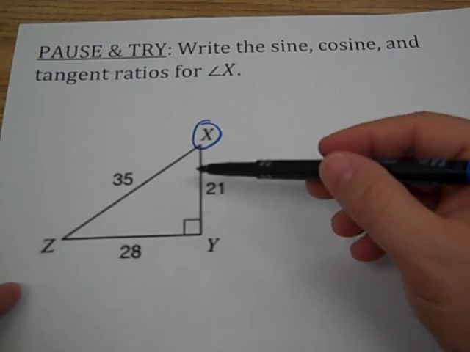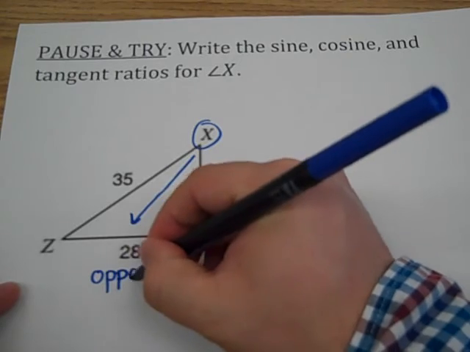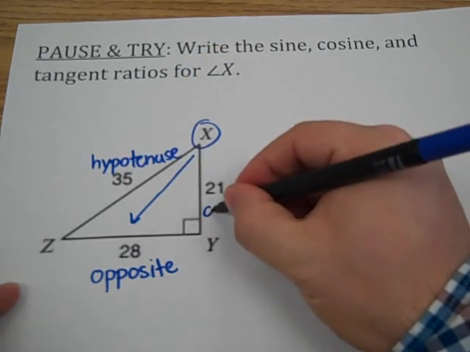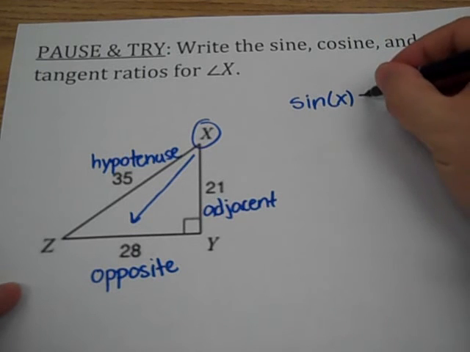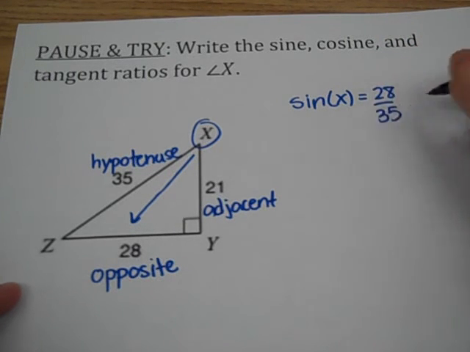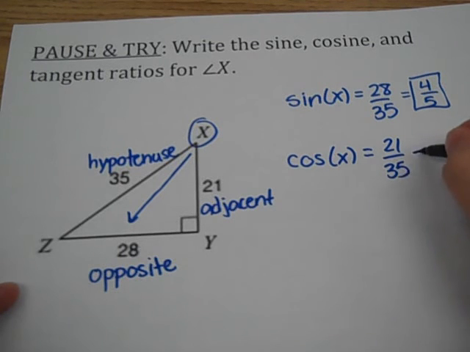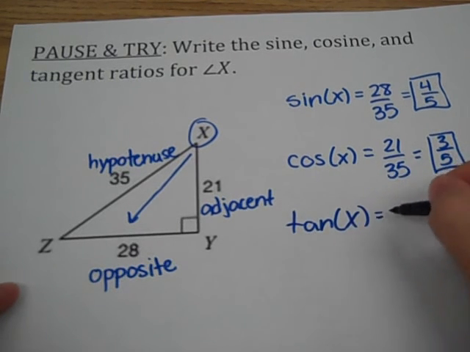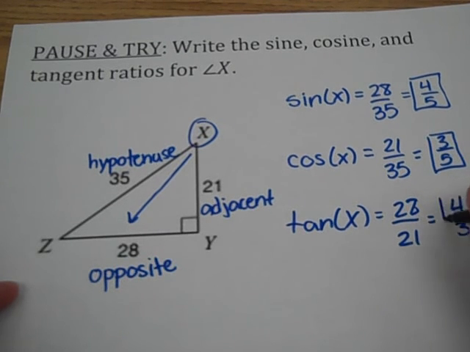So here you have the same triangle, but this time we're finding the sine, cosine, and tangent of angle X. So they're going to be different. My opposite side is over here. So now my opposite side is 28. My hypotenuse is still 35. And then my adjacent side is now 21. The sine of X is the opposite over the hypotenuse. That gives us 4 over 5. The cosine of X is the adjacent over the hypotenuse. That gives us 3 over 5. And the tangent is the opposite over the adjacent, and that gives us 4 over 3.